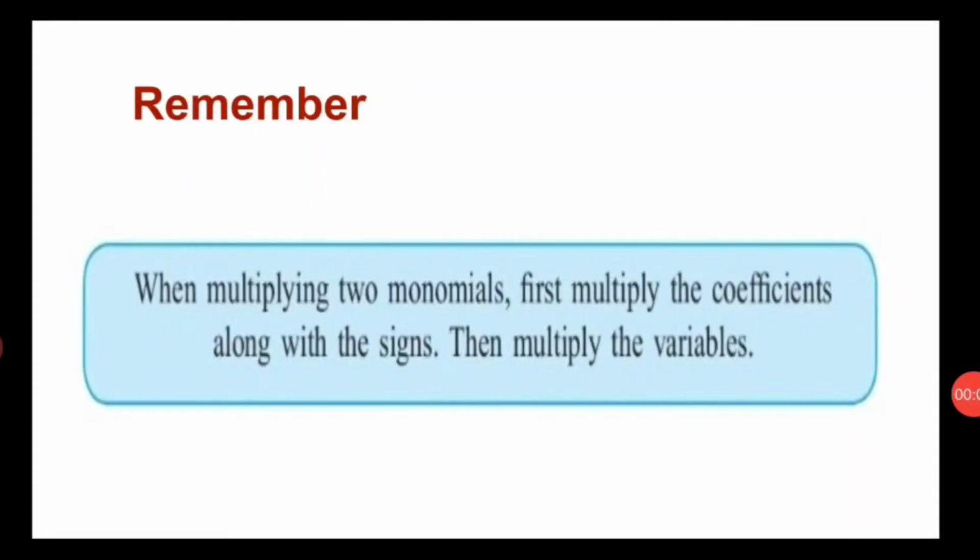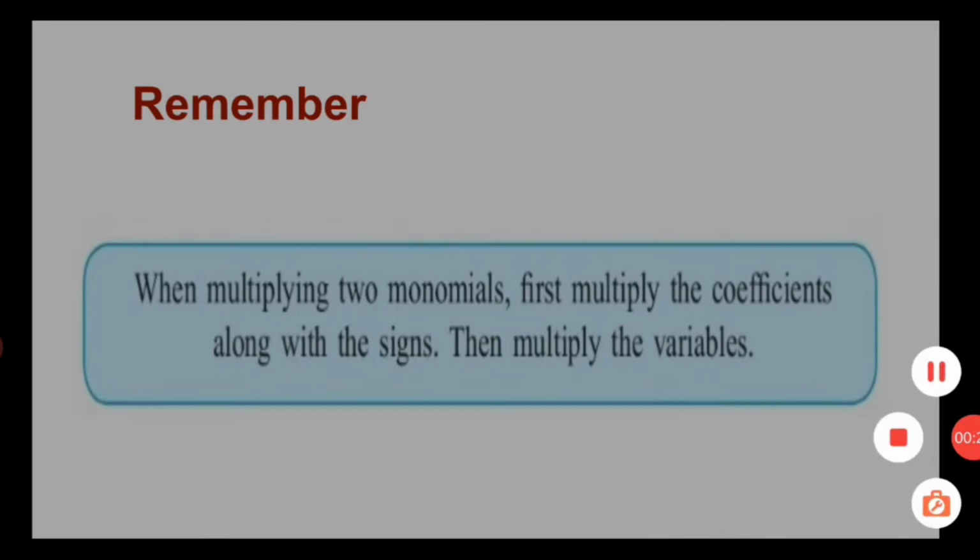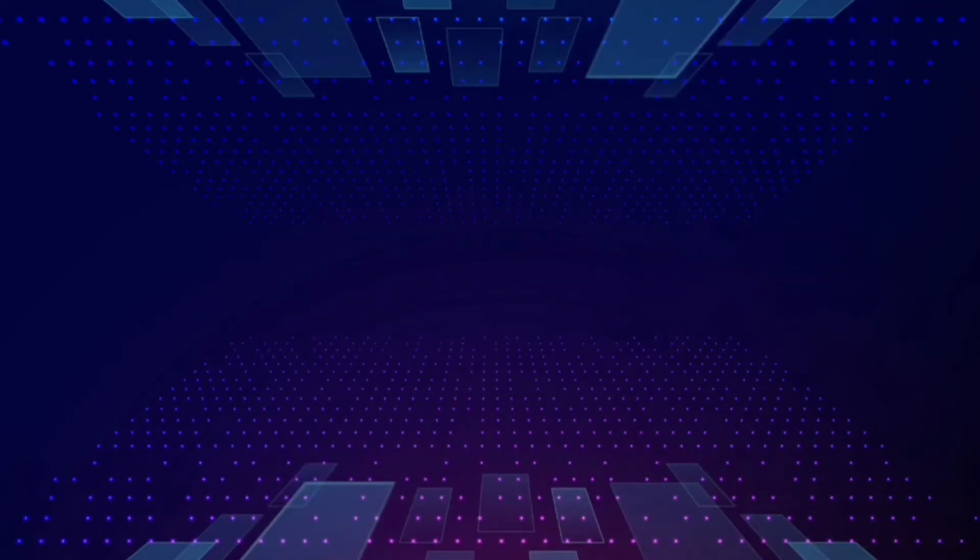Before solving practice set 35, we have to remember, when multiplying two monomials, first multiply the coefficients along with sign and then multiply the variables. Always first multiply the coefficients and then we have to multiply the variables while doing the multiplication of two algebraic expressions. Let's start practice set 35.